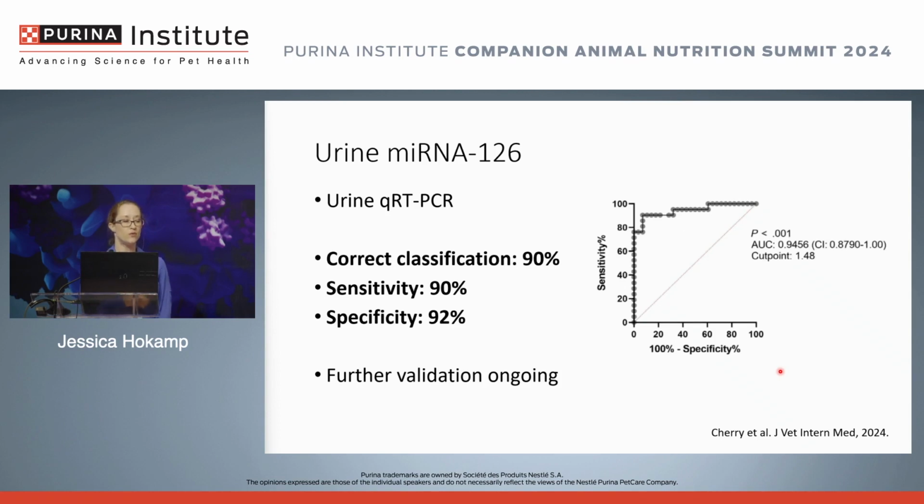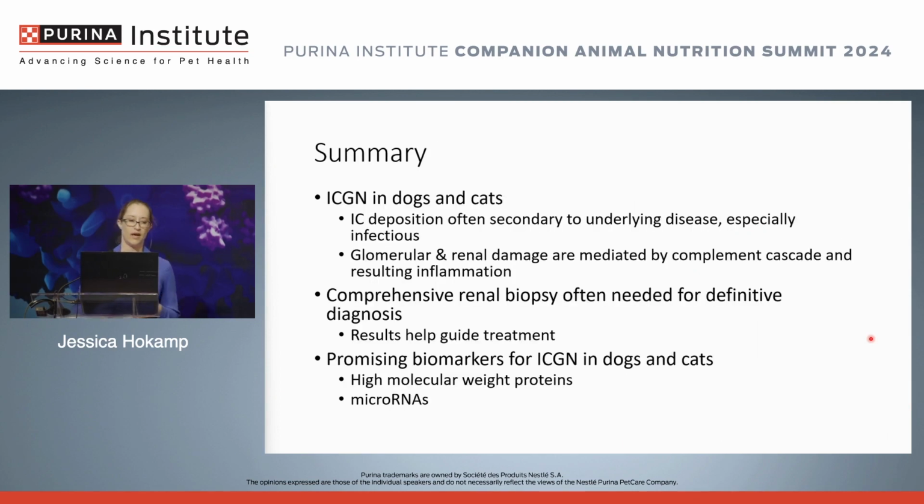But this microRNA 126 provided correct classification of 90% of the cases, with a sensitivity of 90% and specificity of 92% for ICGN. And this is very exciting. This is something that we hopefully will be able to bring as a diagnostic test soon. I encourage you to read this manuscript by Dr. Cherry.